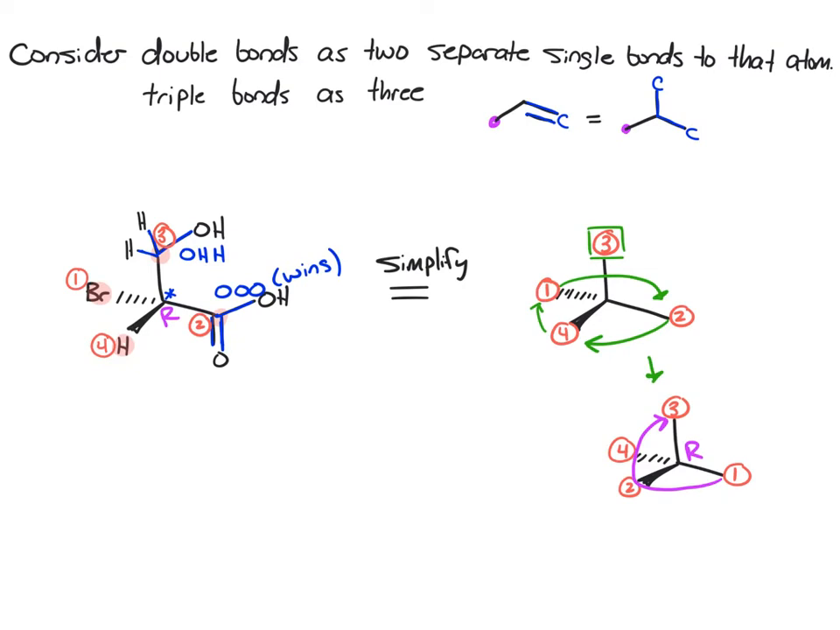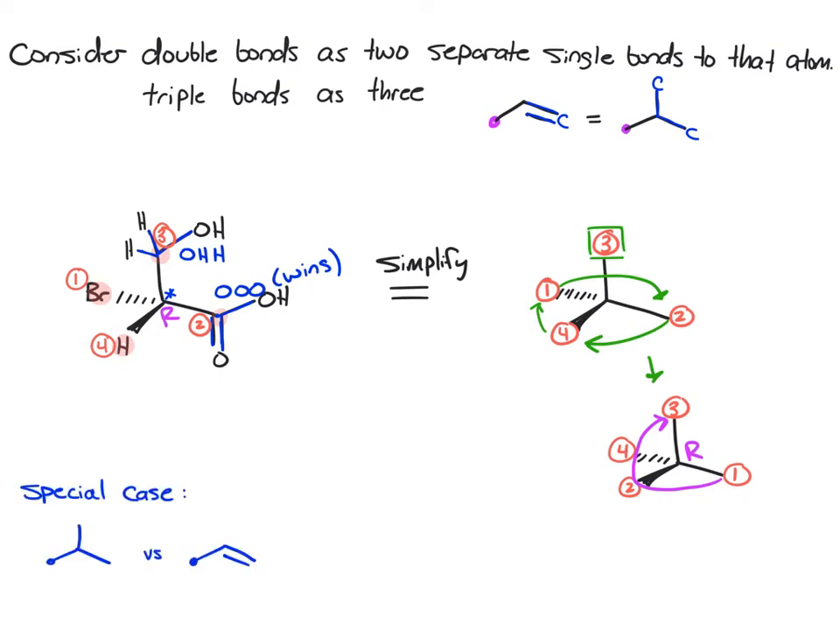Now again, this one probably would have been easier just to use the trick. So hydrogen, or priority 4, is out. So we would go from 1 to 2 to 3. It looks like S, but since priority 4 is out, it's actually R.